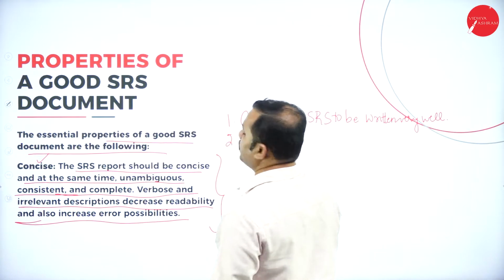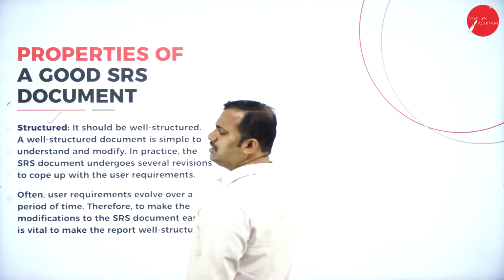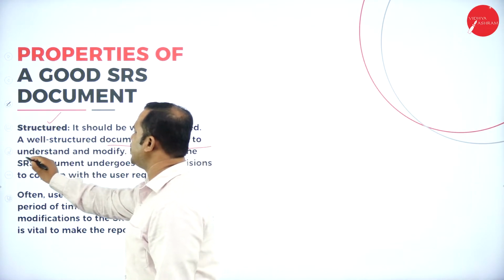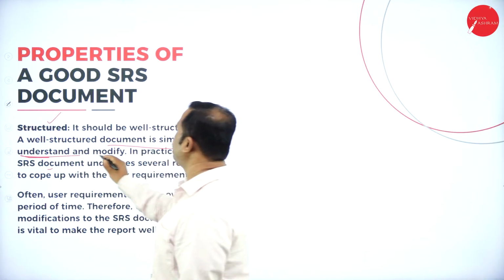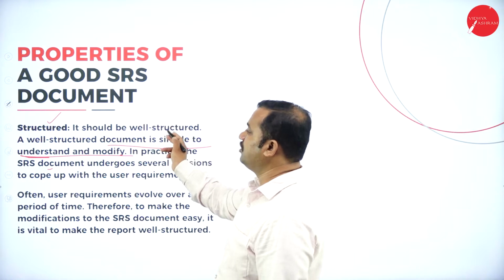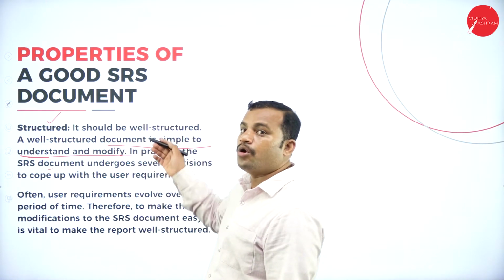Which is the next property? Well structured. What is the meaning of well structured? A document simple to understand and modify. Suppose if it is very difficult to understand, then it is not called as structured. It is well structured when the document is easy to understand and simple to modify.